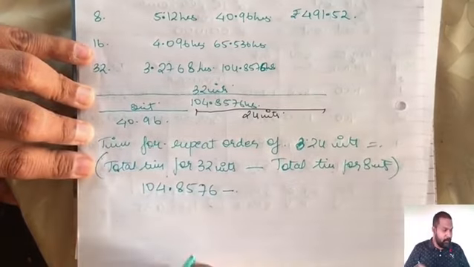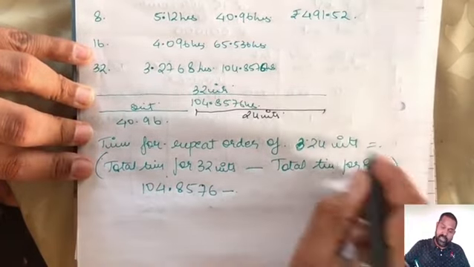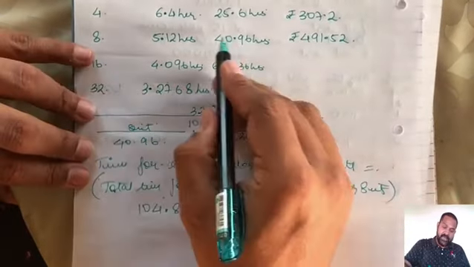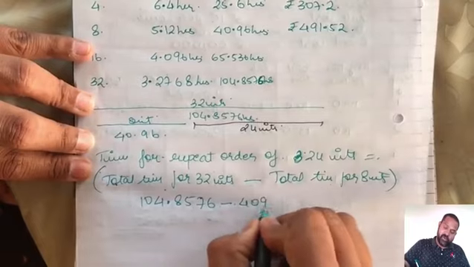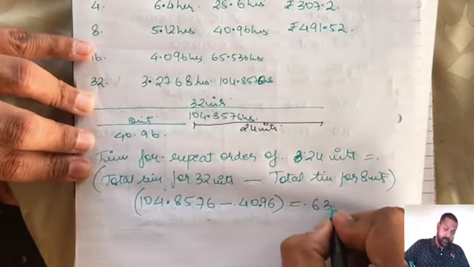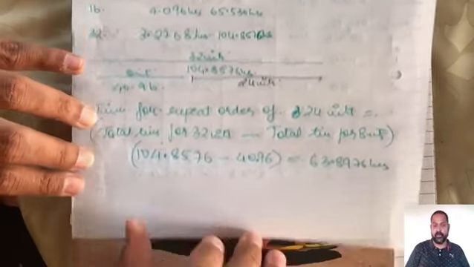104.8576 hours minus the time that I took for the 8 units. What was the time that I took for the 8 units? It is 40.96 hours, which gives 63.8976 hours. And now calculate the cost.